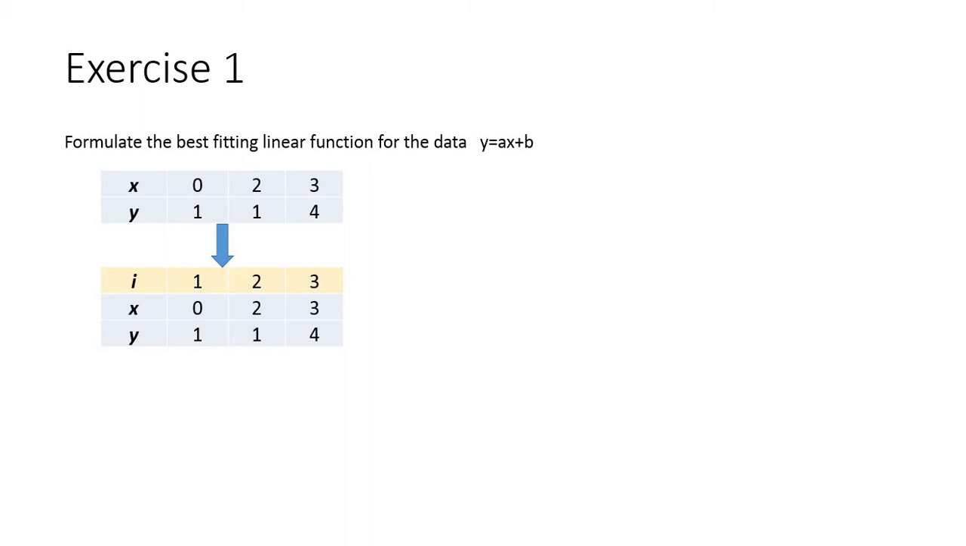Exercise 1. Formulate the best fitting linear function for the data. So you are given two types of data, x and y, with 3 samples. This is sample number 1, this is sample number 2, and this is sample number 3.